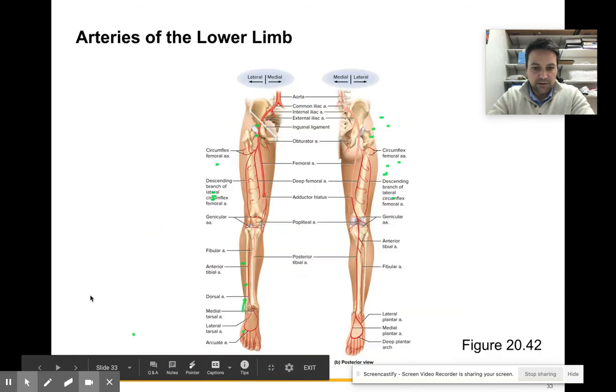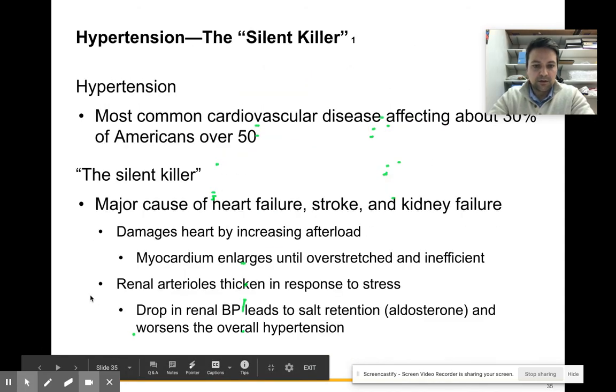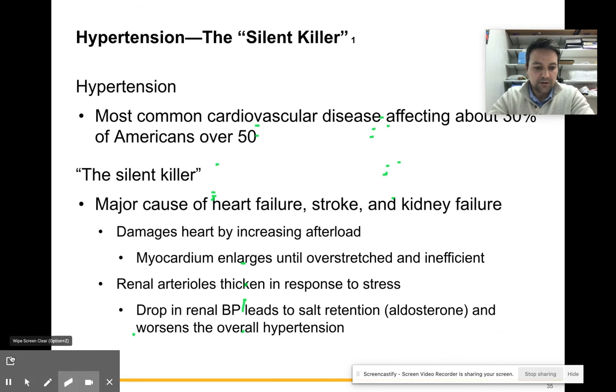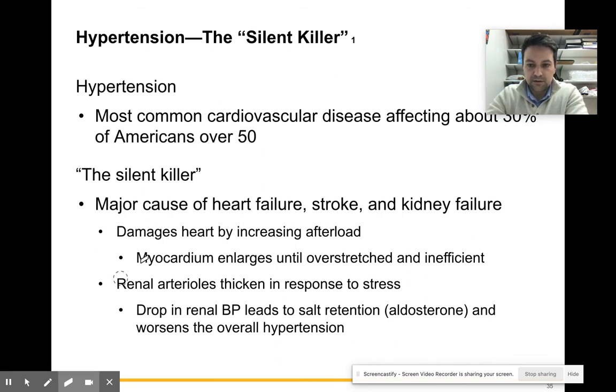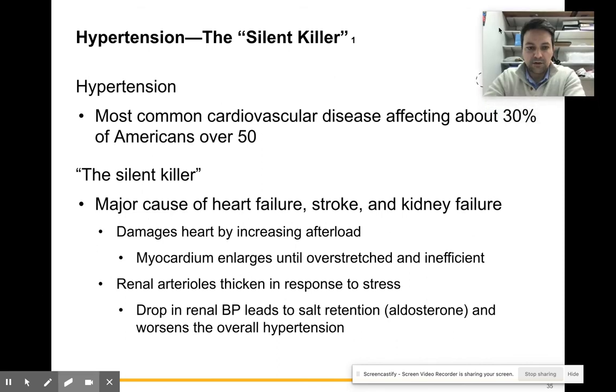And the last slide on this whole thing here, or the last two slides, talked about hypertension, which is basically high blood pressure. It's the most common cardiovascular disease, affecting about 30% of Americans over 50 years old. This is a silent killer because you don't necessarily know you have it until it affects you. And once it does affect you, it typically results in a heart attack, or stroke, or kidney failure.